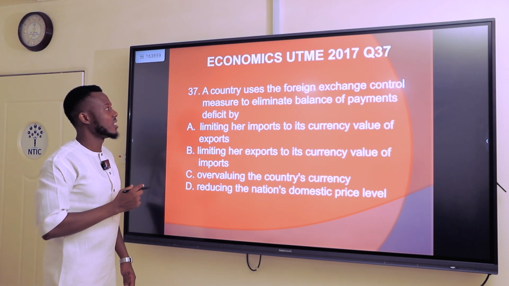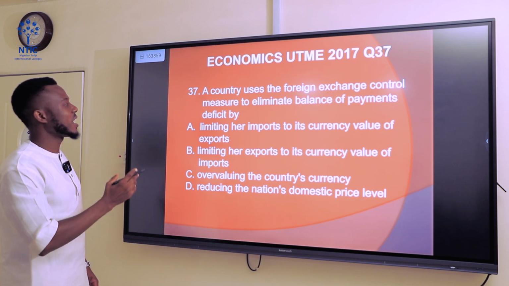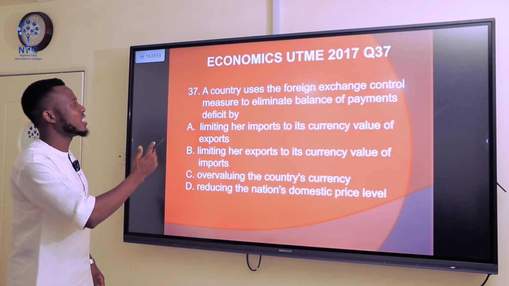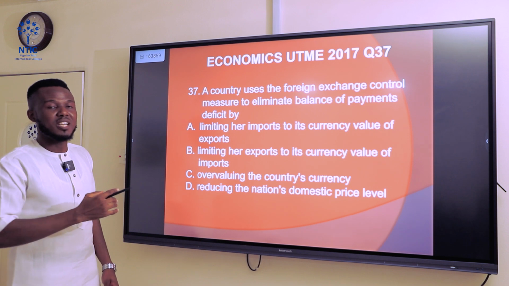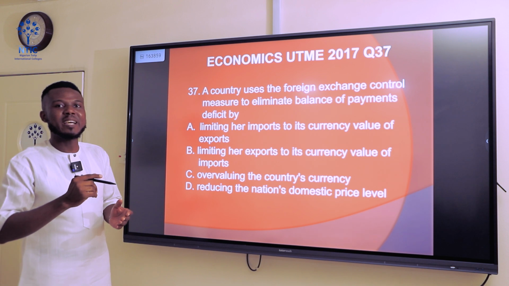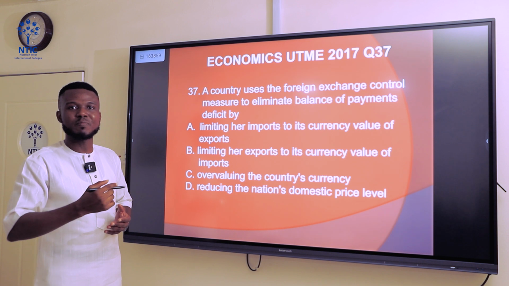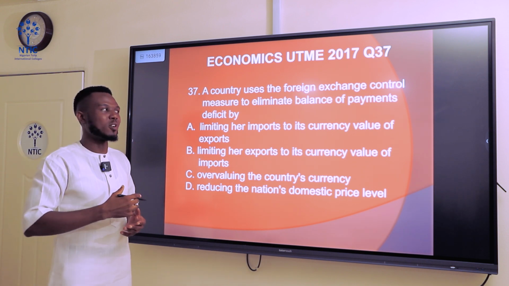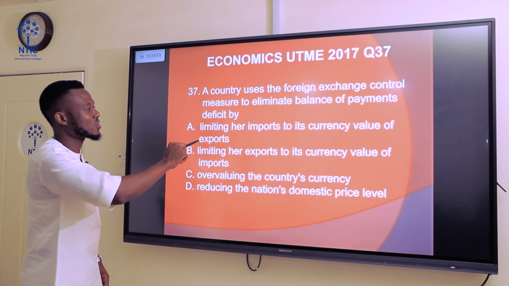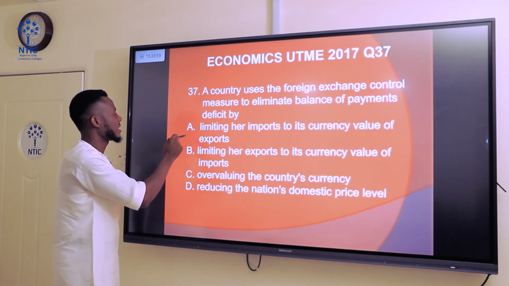Question 37. A country uses the foreign exchange control measure to eliminate balance of payment deficits by, how does a country eliminate balance of payment deficit? Any country wishing to eliminate balance of payment deficit must ensure that the amount of money it pays for its imports is less than the amount of money it receives from the exports it has made. Hence, the country should be able to limit her imports to the currency value of exports. That will give us the answer A.